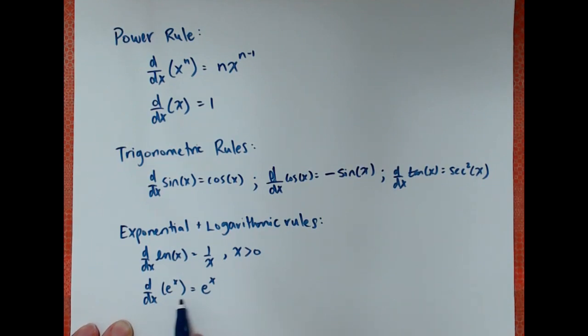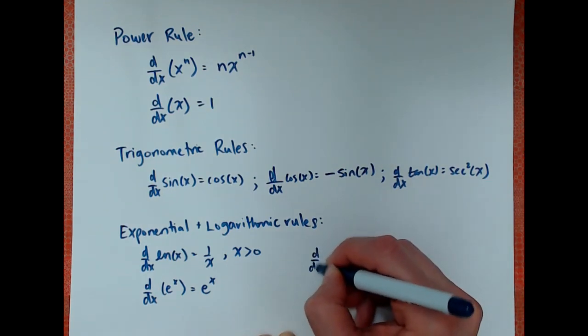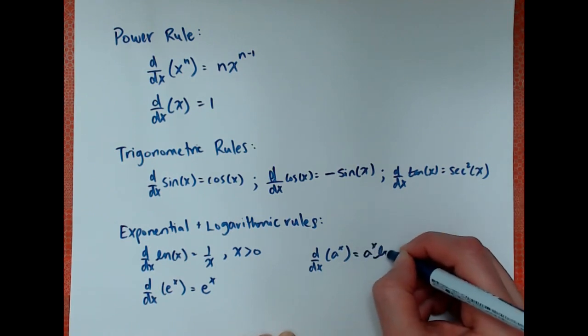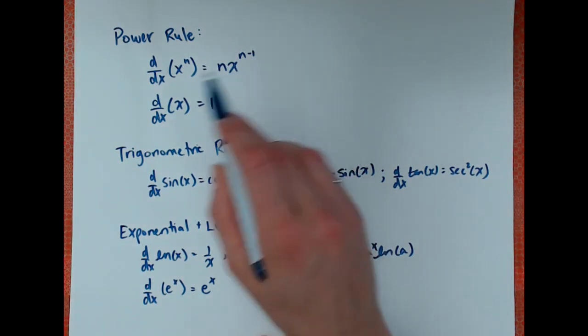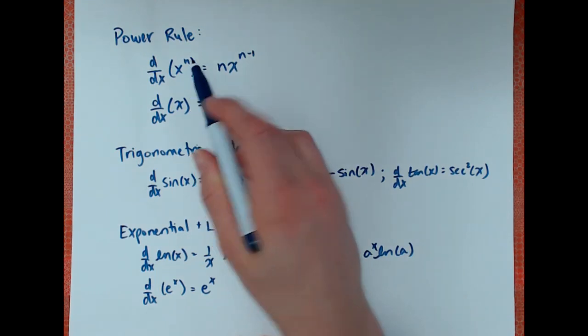This is very, very handy and oftentimes used to make calculations simpler, this property here. And then we'll do one more here. D over dx of a to the x equals a to the x natural log of a. So note here that this is not the power rule because the variable is the exponent. Up here, the variable was not the exponent. The exponent is just a constant number.